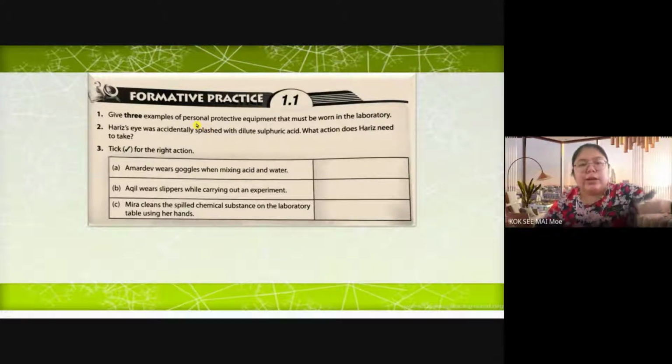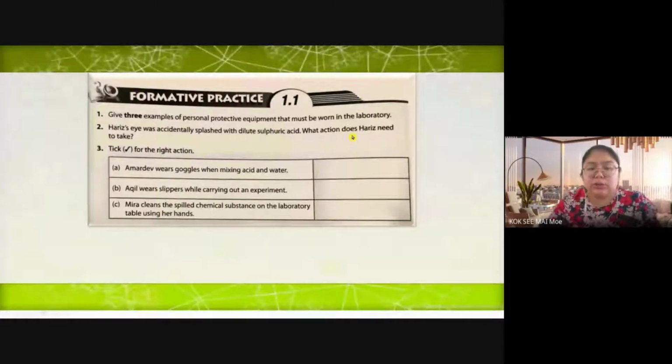Okay. After that, number 2, they say Harry's eye was accidentally splashed with dilute sulfuric acid. So what action does Harry need to take? So normally it's the eye shower, is it? After that, you need to take. So from here, I want a student to help me answer it.